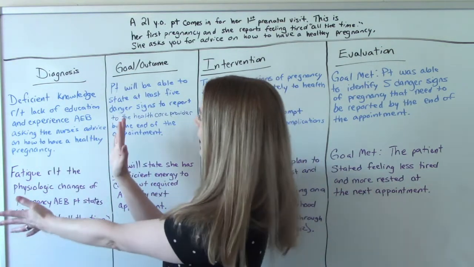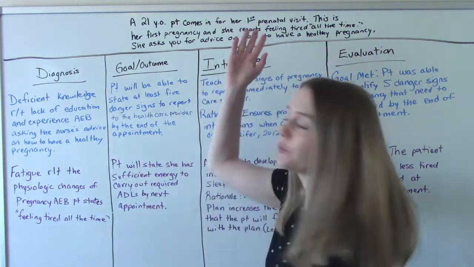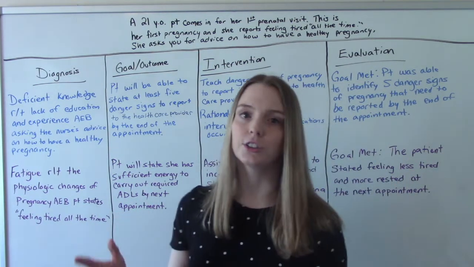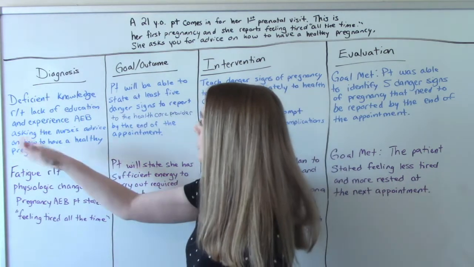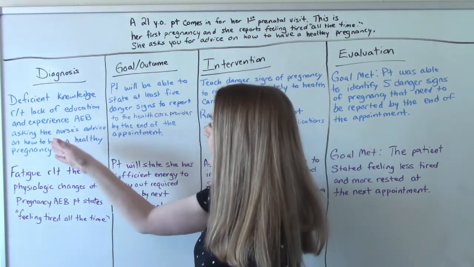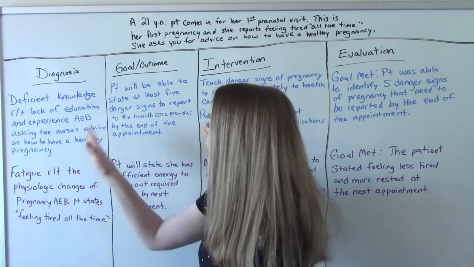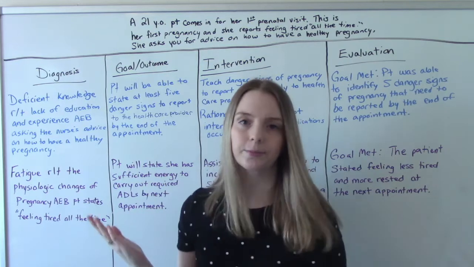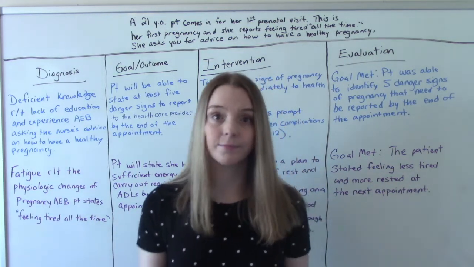The first diagnosis I chose was deficient knowledge, right? Because it's her first baby, it's her first prenatal appointment. We can't expect her to be an expert at this point, right? So deficient knowledge related to a lack of education and experience, as evidenced by asking the nurse's advice on how to have a healthy pregnancy, right? So she's come here to seek the knowledge, and that's a good thing.